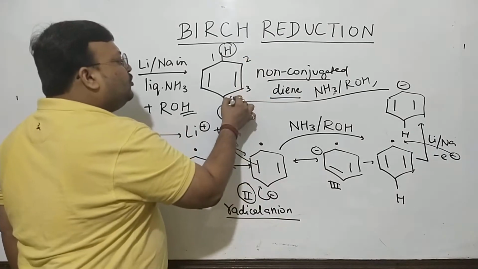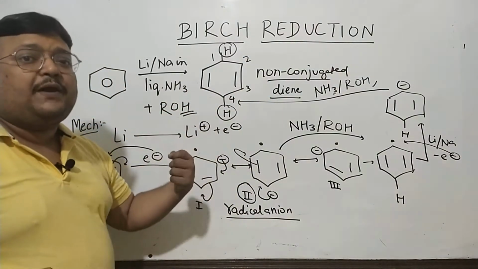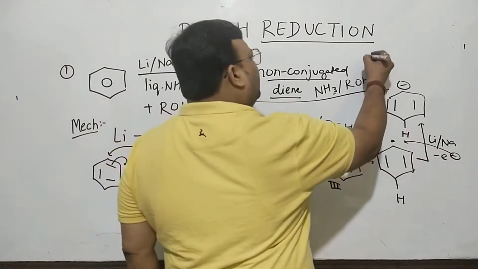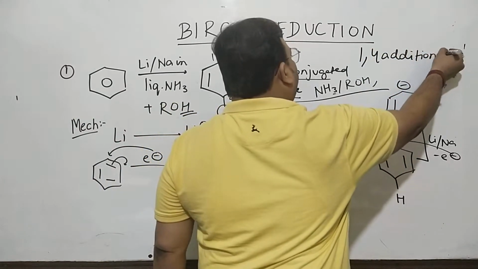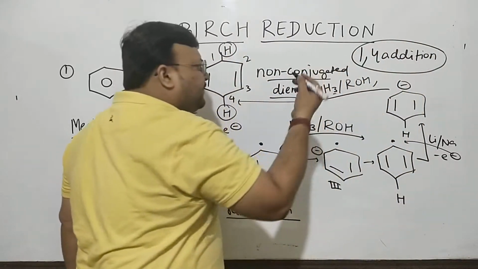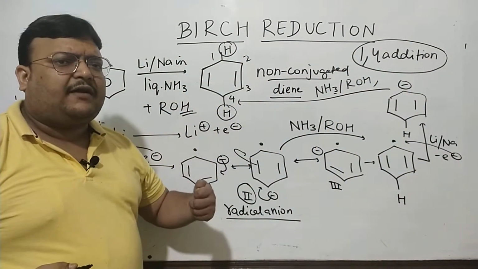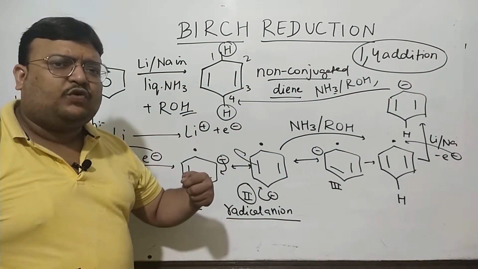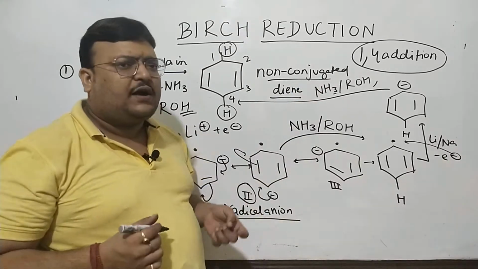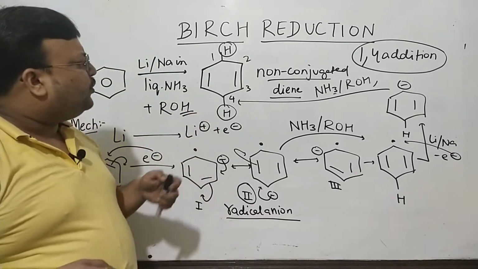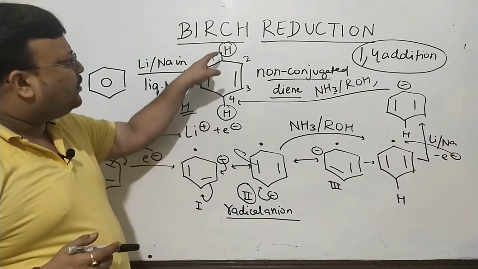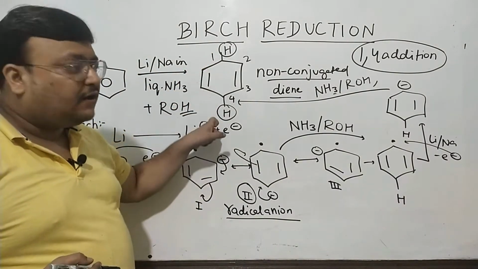3 and 4. So many times Birch reduction is very popularly called a case of 1,4 addition. Now all this information will be very handy in solving questions of different types. So many times you have matrix match questions where you need to know about all mechanisms which are 1,4 addition. I repeat, you call it 1,4 addition because you find the two hydrogen atoms added at position 1 and 4.